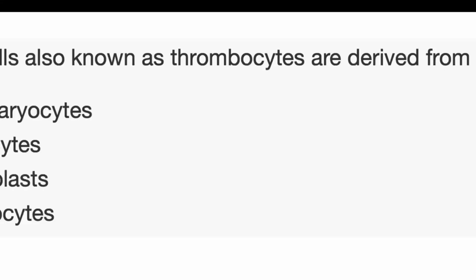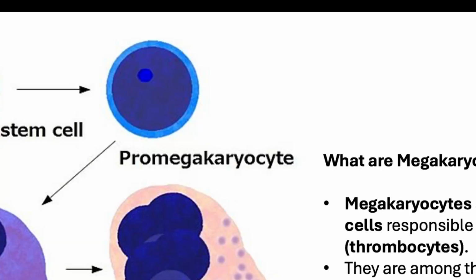Okay, that's enough time for this question. Let us try to see what is the correct answer to this question. Platelet cells, also known as thrombocytes, are derived from option A, megakaryocytes. Megakaryocytes are the precursors of platelet cells, which are known as thrombocytes. Now, let us understand the synthesis of platelets and what is a megakaryocyte.